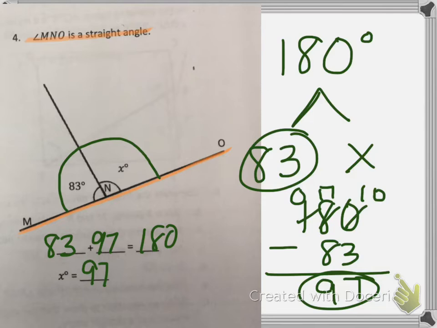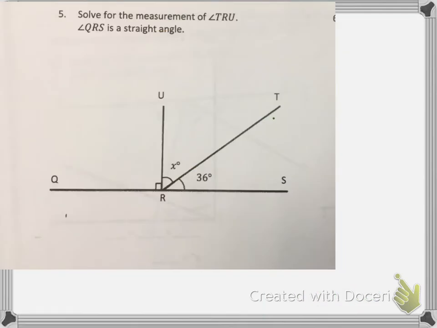Okay, let's look at number 5. Number 5 gets us a little bit more intricate in our model. Okay? So, number 5 asked us to solve for TRU. So I'm going to highlight that in orange. I'm going to put my finger on T, trace to R, up to U. So we want to know what is X. That's what we want to know.